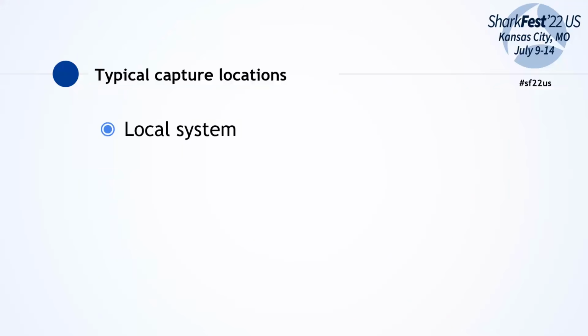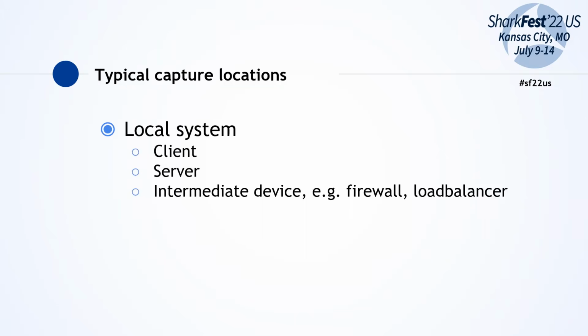So typical capture locations are local system. Local system means you're capturing on the client, on the server, or somewhere in between on a device that is part of the packet path, so to speak. And that could be client, server, intermediate device, firewall, load balancer. So if somebody tells me, hey, I didn't capture on the client or on the server, but I captured on the firewall in between, that is still a local capture.